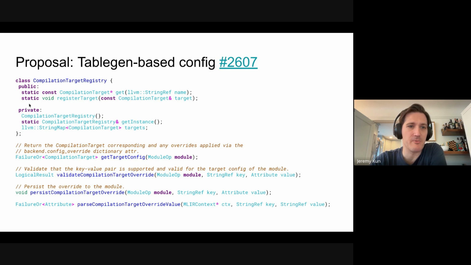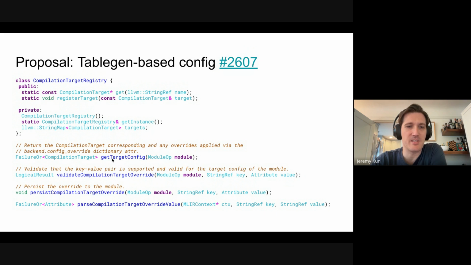There's a compilation target registry, which is basically a singleton for the registry, and it has some static methods to register a new target and to get a particular compilation target. And then it has validations for overrides. These are wrappers around the auto-generated code with some additional handling that didn't make sense to auto-generate.